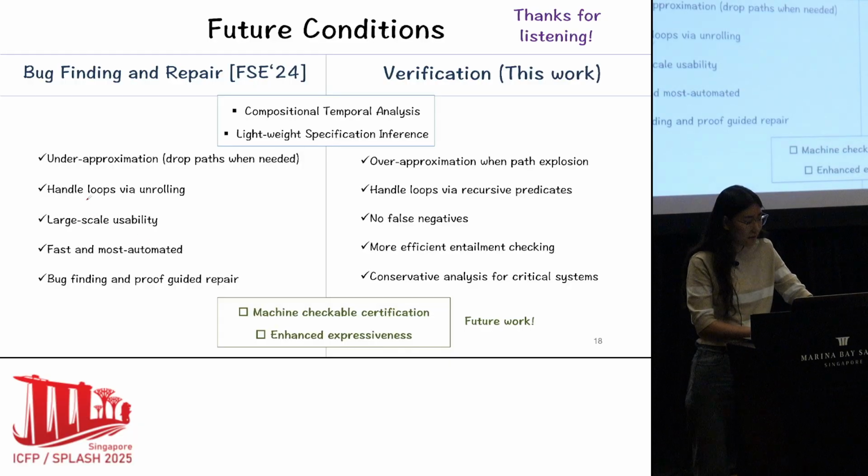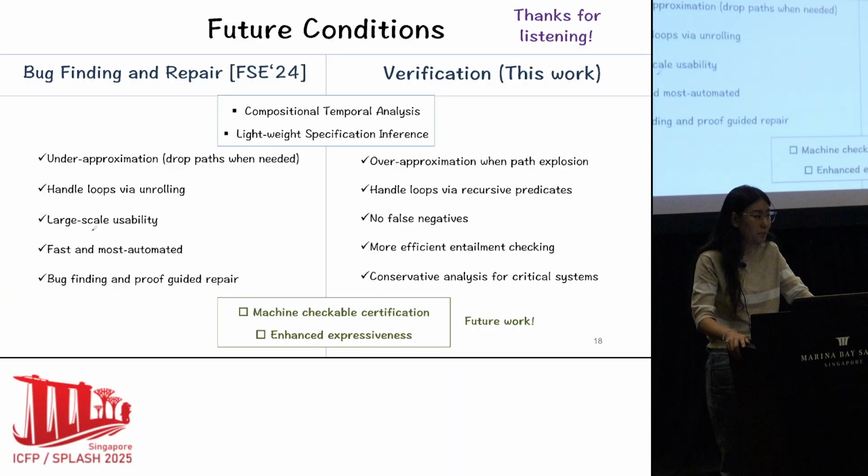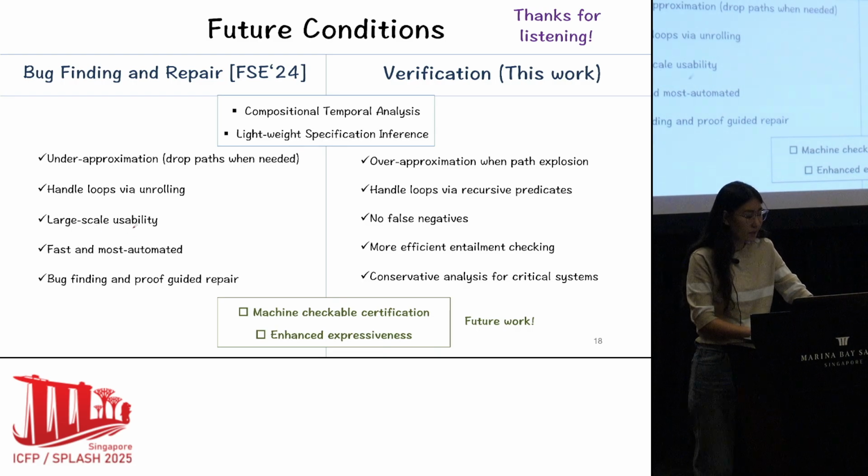Since the earlier work doesn't need to write these invariants and can drop paths, of course, it's very suitable for large-scale usability. You can just run the analyzer, and whenever it becomes too big, you drop paths. Whenever there's a loop, you unroll it. So it can target large-scale programs.